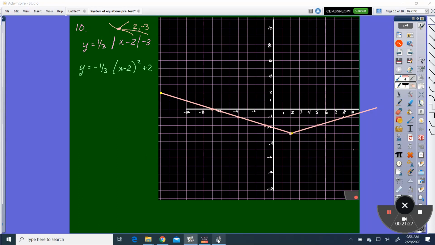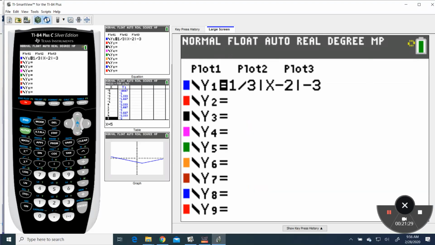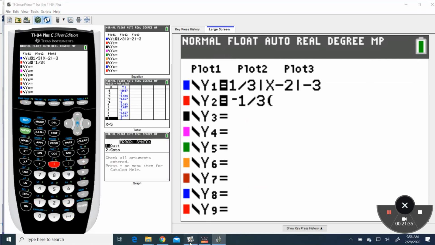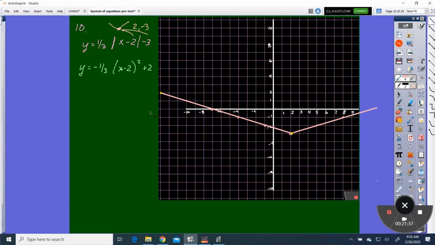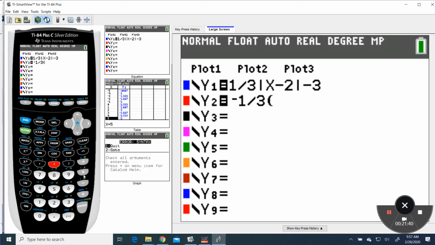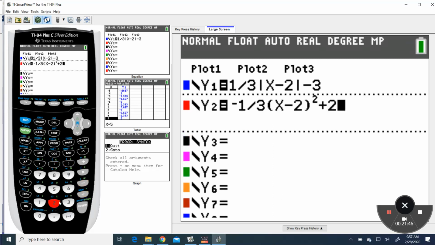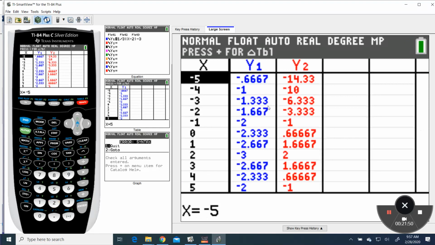So now I'm going to do the next one. Y equals negative 1 divided by 3 parentheses x minus 2 squared plus 2. So now I hit second graph because I'm really after these points. So at 2, it's 2. At negative 1, it's negative 1.